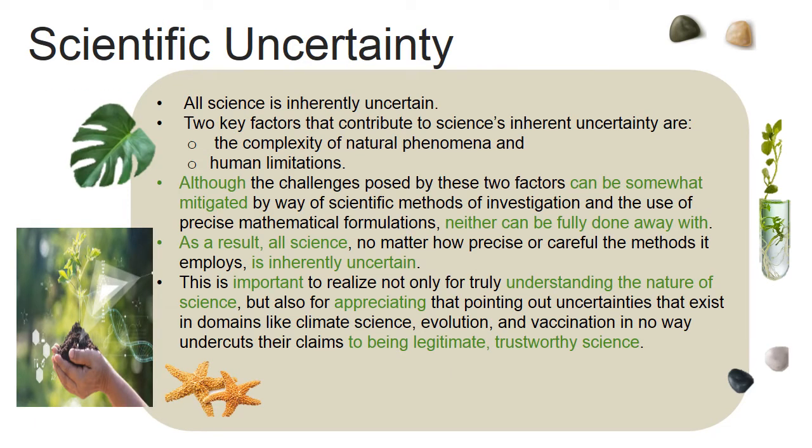Scientific uncertainty. All science is inherently uncertain. Two key factors that contribute to science's inherent uncertainty are the complexity of natural phenomena and human limitations. Although the challenges posed by these two factors can be somewhat mitigated by way of scientific methods of investigation and the use of precise mathematical formulations, neither can be fully done away with. As a result, all science, no matter how precise or careful the methods it employs, is inherently uncertain.